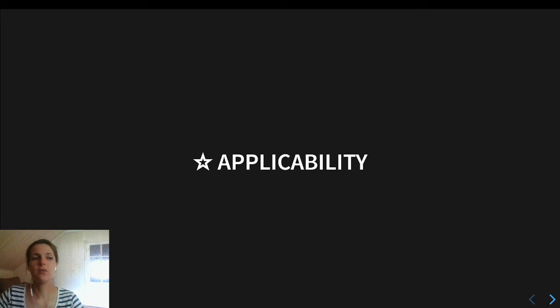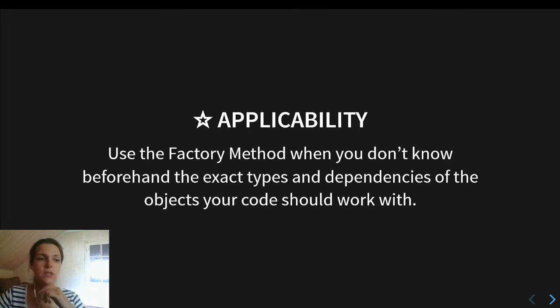The applicability of this method is very wide, and you can use the factory method when you don't know beforehand the exact types and dependencies of the objects your code would work with. Because the factory method separates product construction code from the code that actually uses the product. Therefore, it's easier to extend the product construction code independently from the rest of the code.